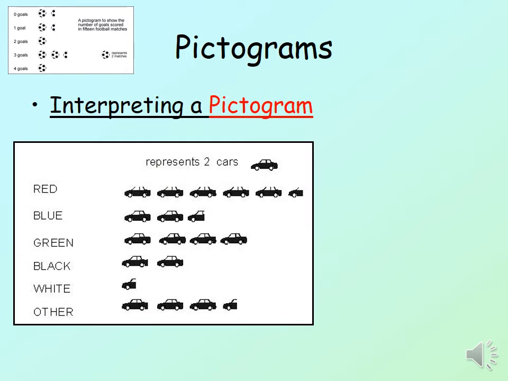Okay, so here's another one for you to have a look at. So again, I'll pause for 5 seconds so that you get a chance to look at them. So remember, one car represents 2 cars, and if it's half a car, then obviously it's going to be 1 car.